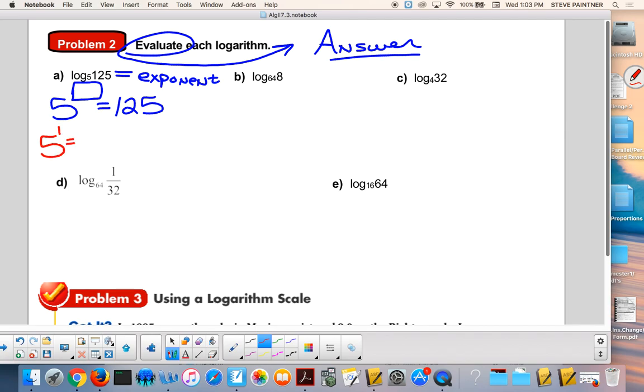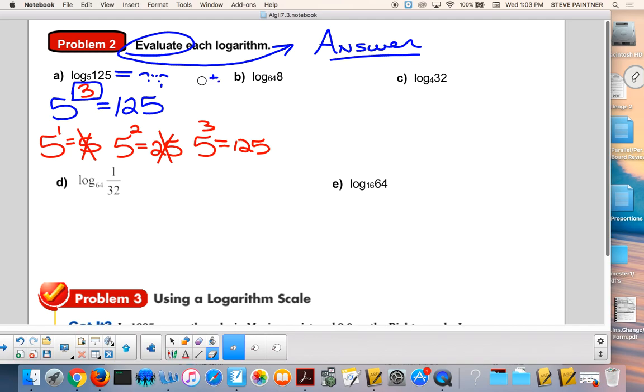But I would go like this. I'd say, what's 5 to the first? 5. Not it. I'd say, what's 5 to the second? 25. Not it. What's 5 to the third? 125. Oh, I got it. The answer's what? 3. So when you say, what's the answer, you're supposed to say 3 is the answer. Now that's an easy one because you guys all knew 5 cubed was 125.